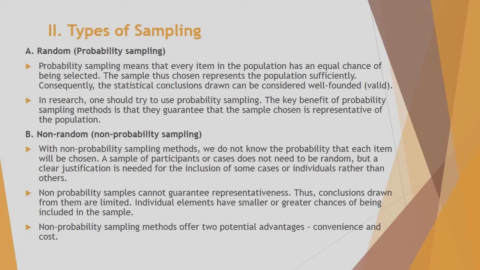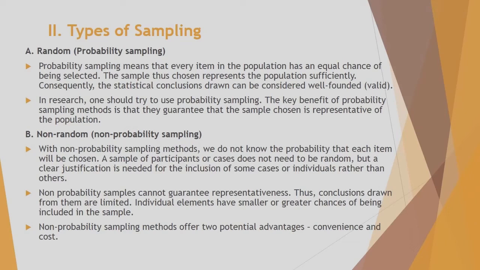Now, the second type, which is non-probability sampling or non-random sampling. Here we do not know the probability that each item will be chosen. A sample of participants or cases does not need to be random, but a clear justification is needed for the inclusion of some cases or individuals rather than others. So there is no randomization here. Non-probability samples cannot guarantee representativeness. This is their weakness. Thus, conclusions drawn from them are limited. Individual elements have smaller or greater chances of being included in the sample. Non-probability sampling methods offer 2 potential advantages: convenience and cost. They are easier and less expensive.